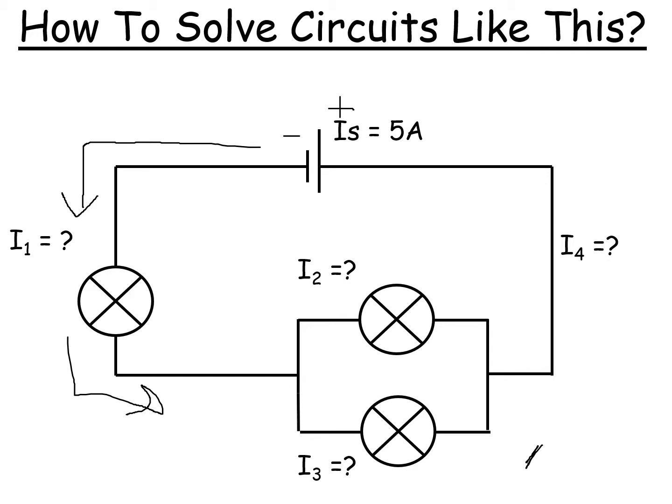So did you get that? This part here is the bit that's in series. Why? Because again, there's only one way for the current to flow. So what is the current at I1 and I4? Well, the series circuit rules are that current stays constant. So we know that I1 must be 5 amps and I4 must therefore also be 5 amps as well.